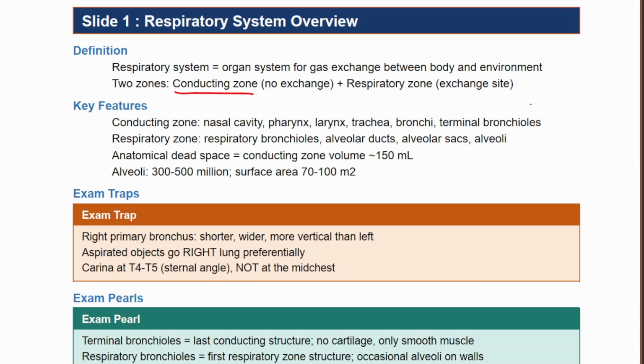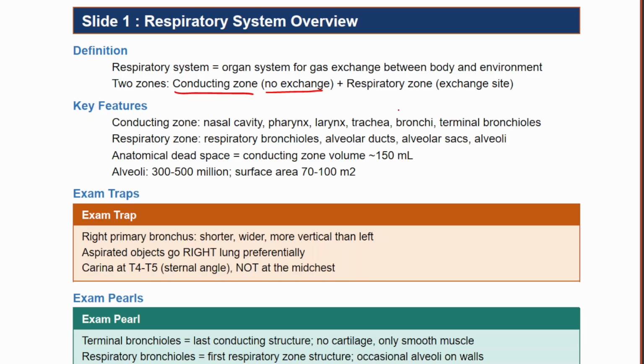And here's the critical thing you must understand about the conducting zone. No gas exchange happens here. None. The air in the conducting zone is just being transported from outside to the exchange surface. It is being warmed, it is being humidified, it is being filtered, but it is not exchanging gases with blood.